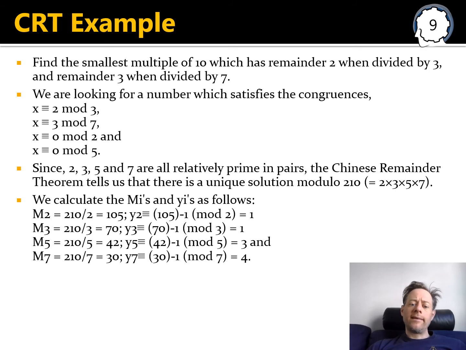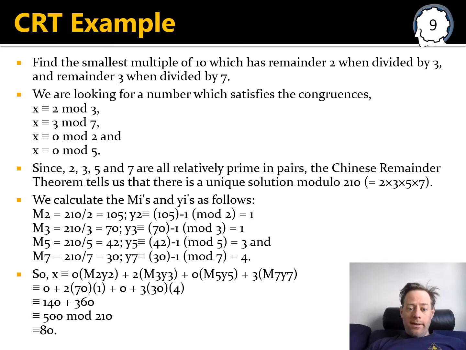And we can now calculate the 4 mi's in the following way. So m2 is 210 divided by 2, which is 105. And the inverse of 105 modulo 2 is 1. And so on and so forth. And then we can basically plug in these numbers into this here. And we get that the solution is 80.